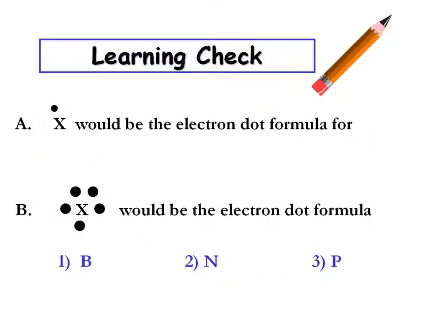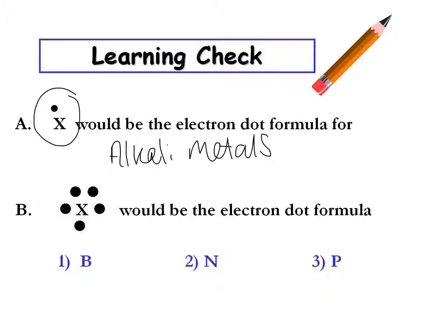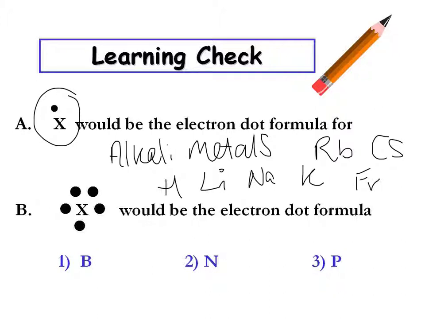Here's a quick little learning check. So this here, that Lewis dot structure, could be an electron dot formula for what? Well, I can see it's got one valence electron, so it could be anything in the alkali metals, group 1. So it could be hydrogen, could be lithium, could be sodium, could be potassium, could be rubidium, could be cesium, or could be francium. Any of those group 1 elements.